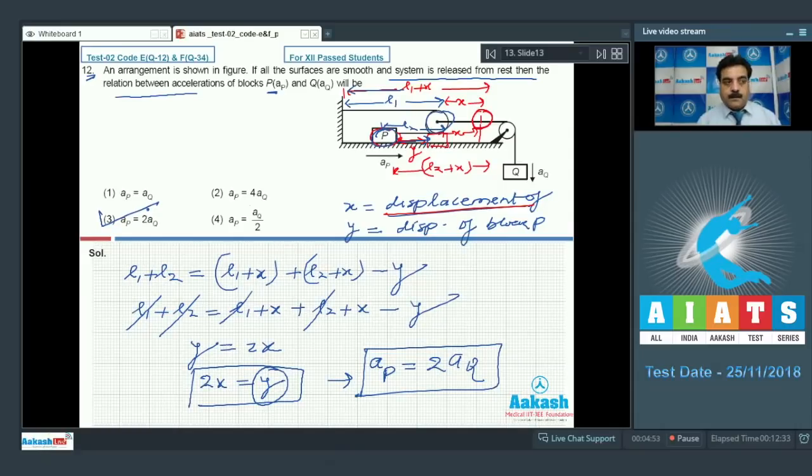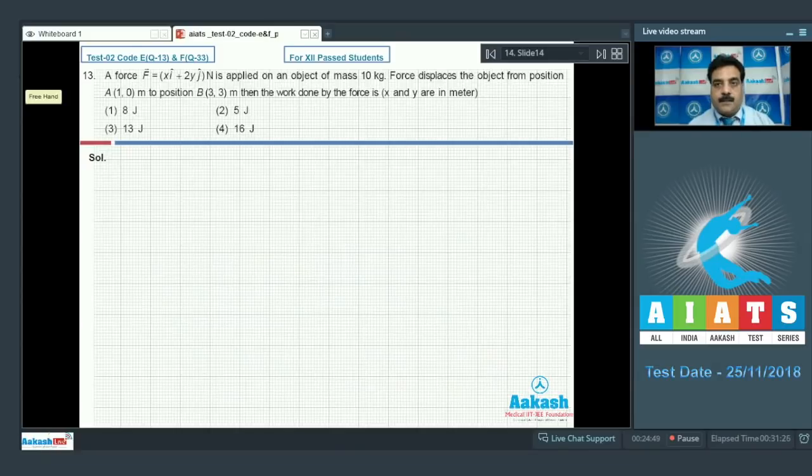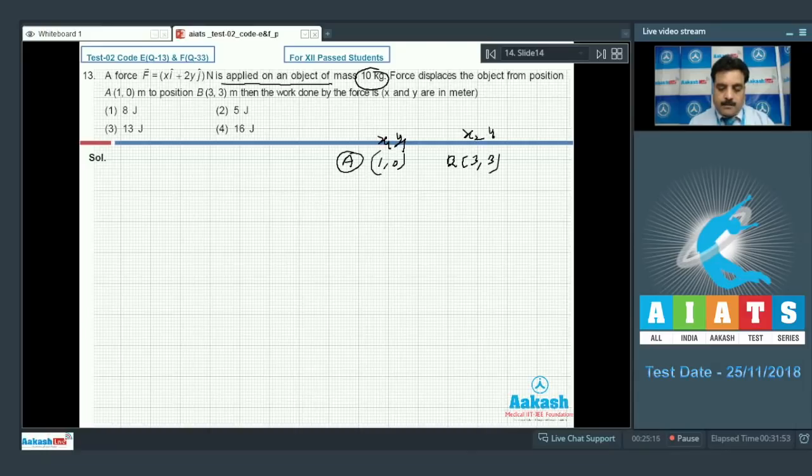So let's move on to question number 13. In question number 13, a force of x i cap plus 2 y j cap Newton is applied on an object of mass 10 kg. The force displaces the object from position A, that is (1, 0), which is x1, y1, to position B, (3, 3), so I can write x2, y2, right? Then the work done by the force is, with x and y in meters.